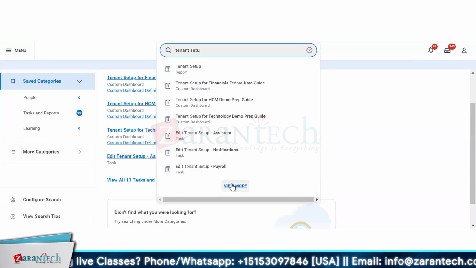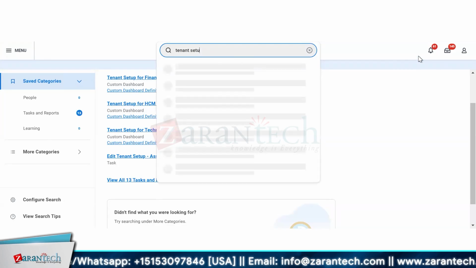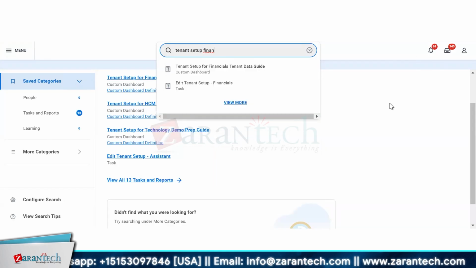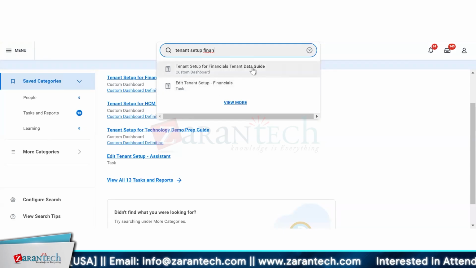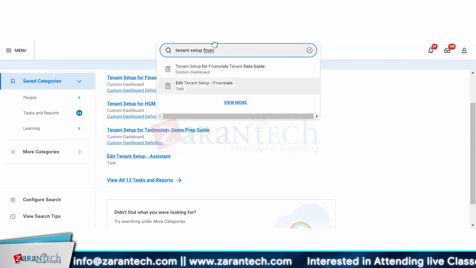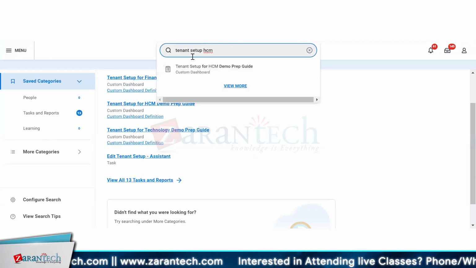So here, for this person, HCM has not been made accessible. Only finance and payroll are accessible. You can see in finance, if I type it, there are two options: tenant setup or data guide, that is a custom dashboard. But this is a task. If I write HCM up here, the dashboard is there, but it's not added, meaning this user doesn't have access to update the HCM area.